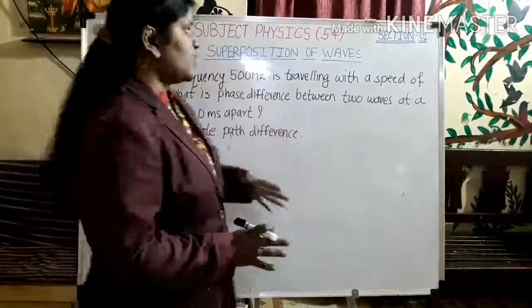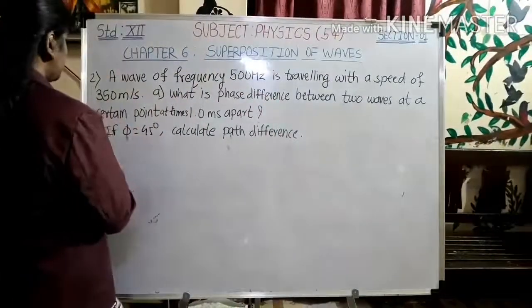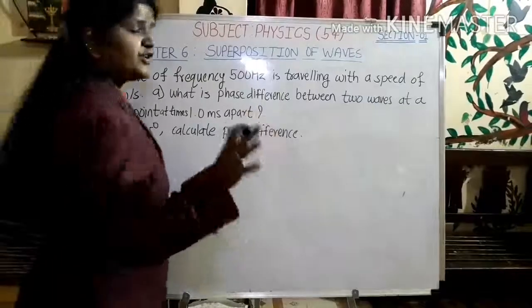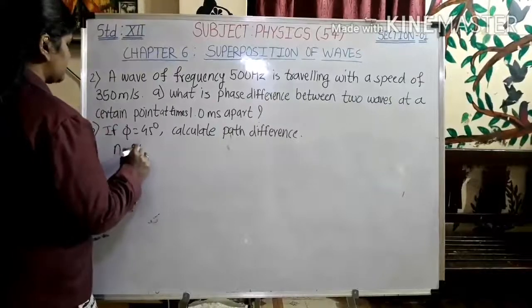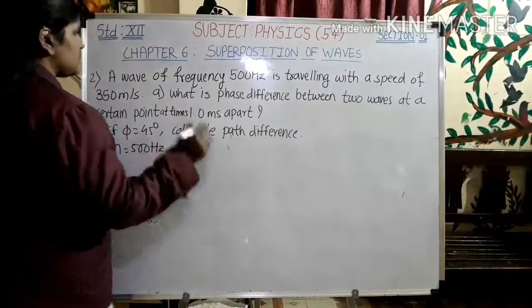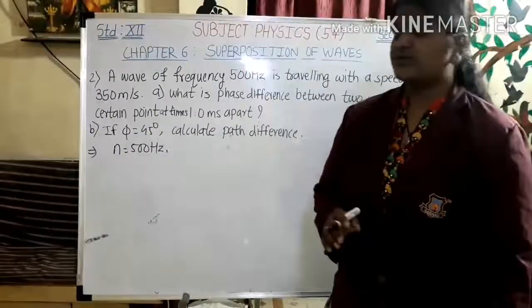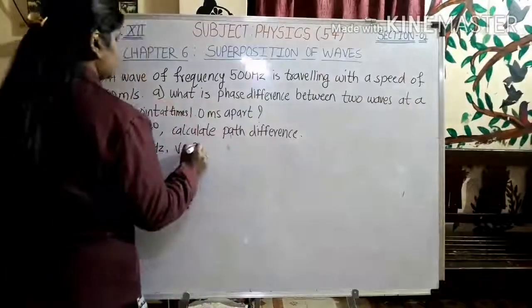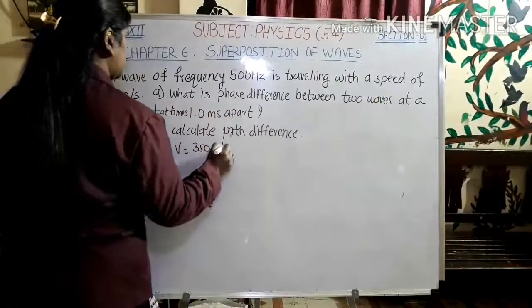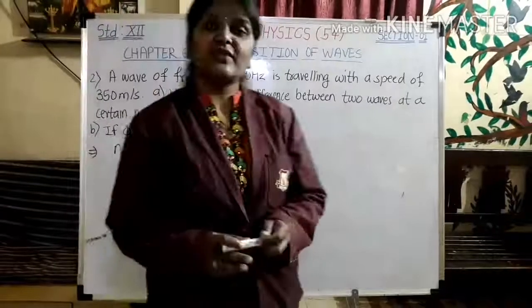So first of all, we are going to write what is given in this term. What is given? A wave of frequency 500 Hz. So I will write n is equal to 500. Then what is next given? Speed of wave is given, which is v, which is 350. Right? Now, what are we going to find out? We are going to find out the phase difference.